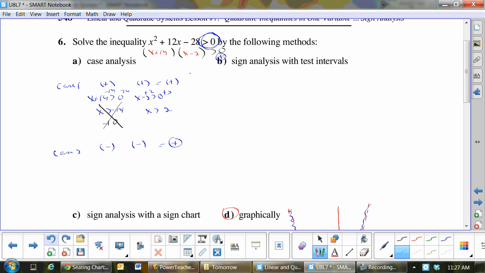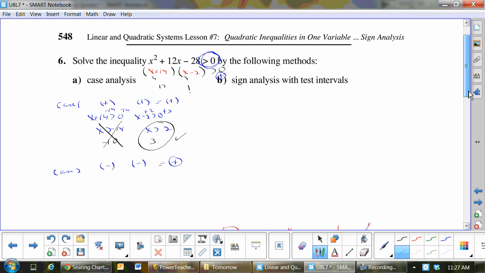Now x is greater than 2. Give me a number greater than 2. Well, let's pick 3. Okay, and you put in a 3. 3 plus 14 is 17. 3 minus 2 is 1. 17 times 1 is positive. So this does work. Okay, I got the 1. Now look below. Oh yeah, that one does work.